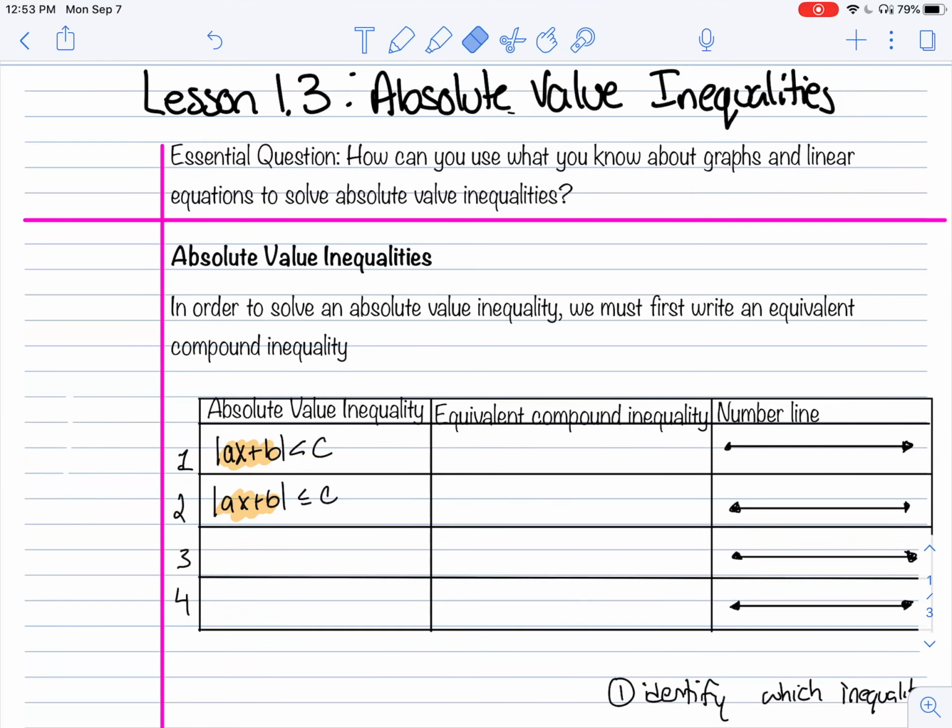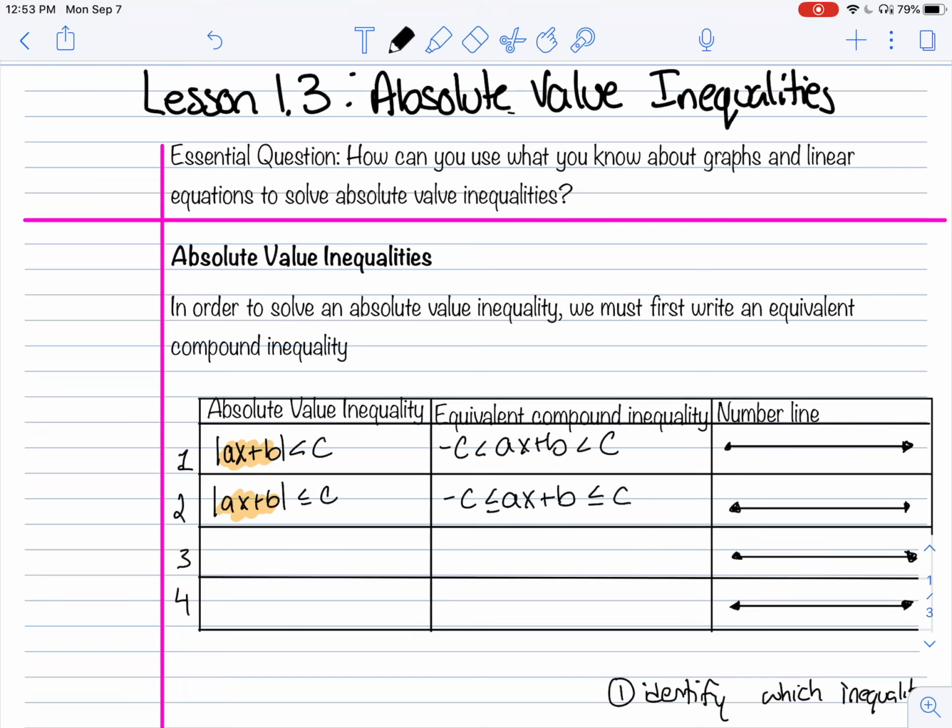Okay. The way we would rewrite this, for both of these, is negative c is less than ax plus b, which is less than positive c. Or for our or equal to symbol, negative c is less than or equal to ax plus b, which is less than or equal to positive c. So basically you're taking that value that it's less than, and you're making it negative and positive, just like with equations, and then you're putting whatever's inside the absolute value symbol in between those two things.